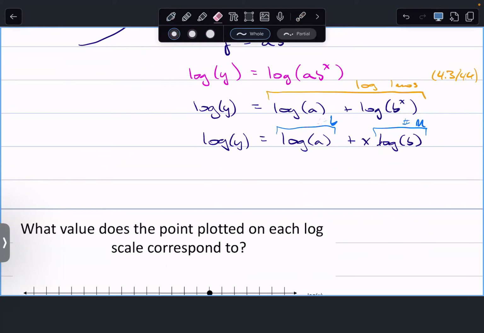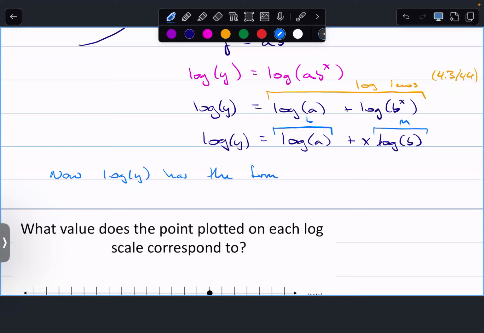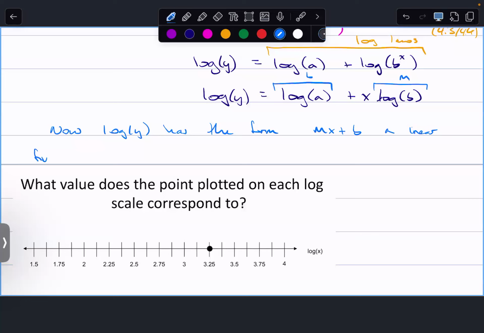So here, maybe I should be more careful. All right, b and m. Now the log of y has the form mx plus b, right, which is a linear function. And we spent a lot of time working with linear functions, and it is now a linear function.